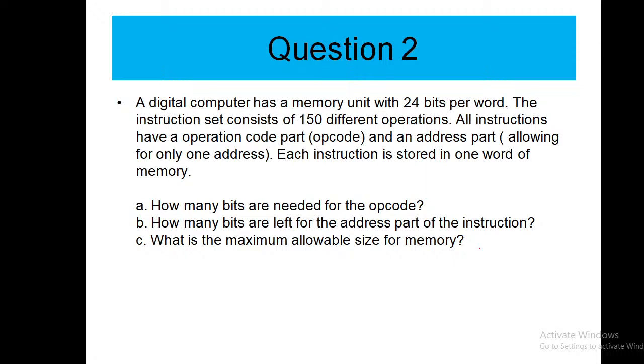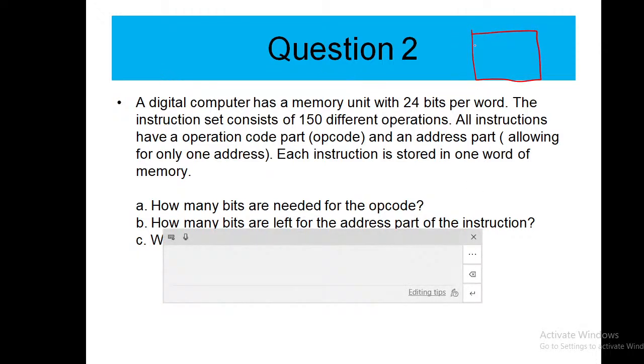Now you take another question. Take some time and read the question. The second question says a digital computer has a memory unit with 24 bits per word. As we have discussed in the classes, when we discuss a memory unit, memory is considered like this, and these are the words. Words are stored here, and these are the addresses that are located.